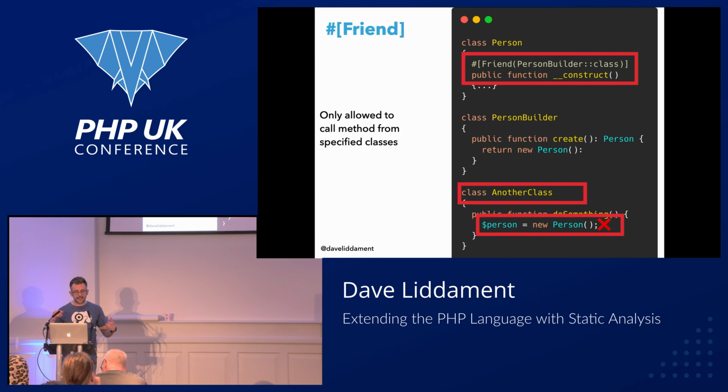And friends can be added. You can actually specify multiple friends, and you can have friends on methods and classes. And then if you've got a method and a class, then it'll add those two together.